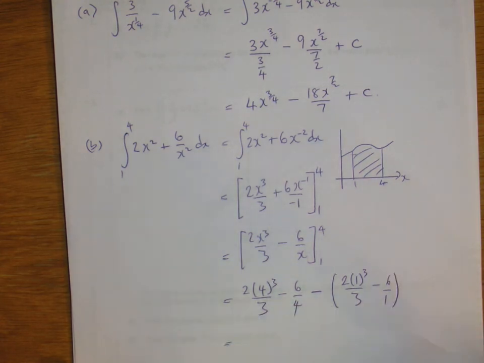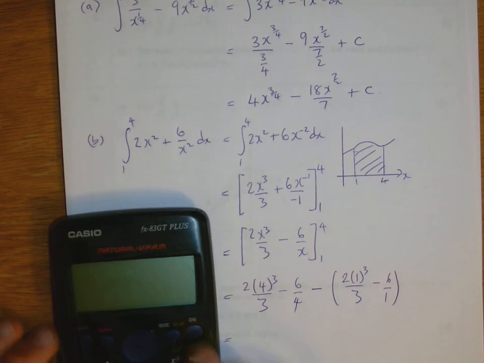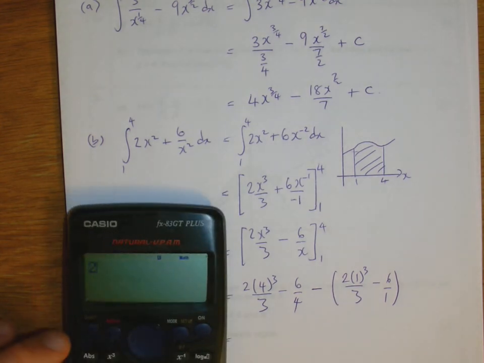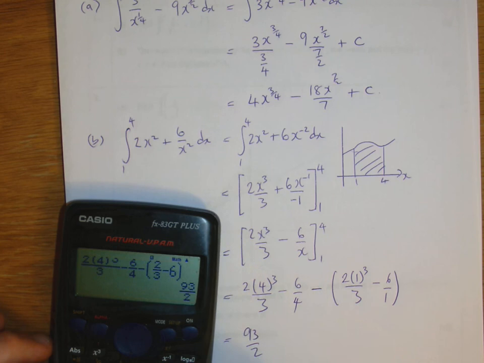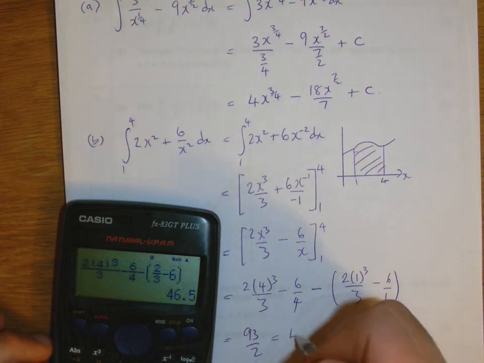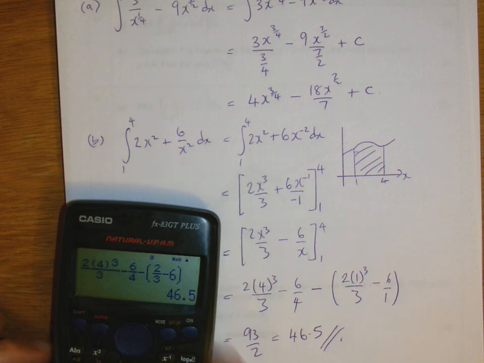It's just a case of using my calculator now, and then we get our answer. With the calculator, we'll just type it in exactly as we see it. 2 times 4 cubed all over 3, take away 6 over 4, take away bracket 2 times 1 cubed over 3, well 1 cubed is just 1, so maybe I'll just leave that because it's not going to do anything. Take away 6 over 1, which is just 6, and then I get my answer, which is 93.2. You can put it as a decimal if you want, 46.5, and we've got our answer.